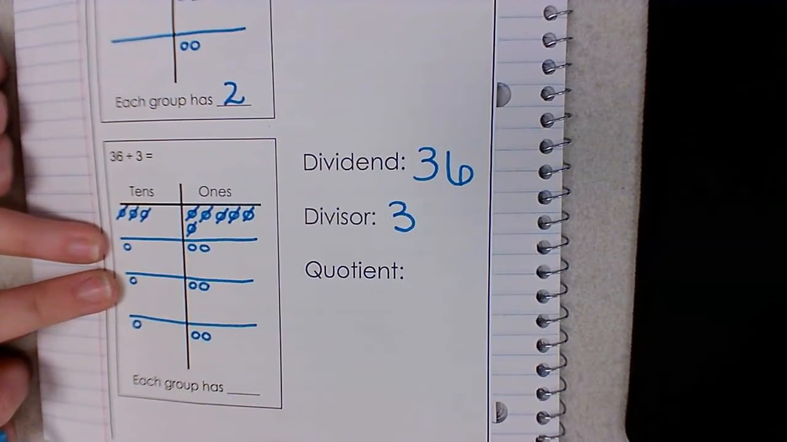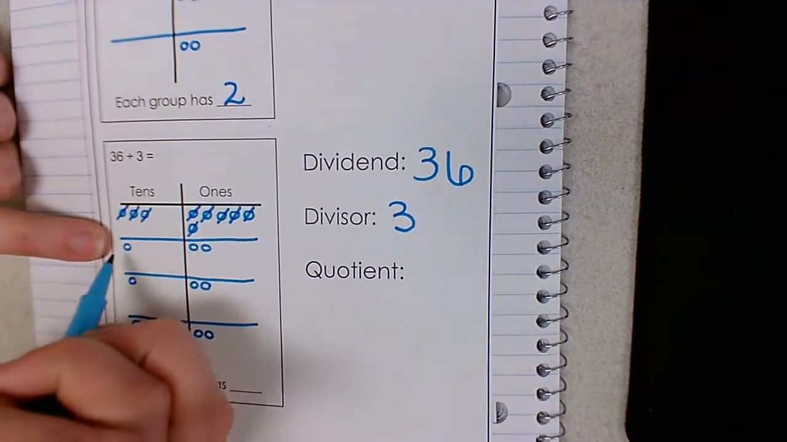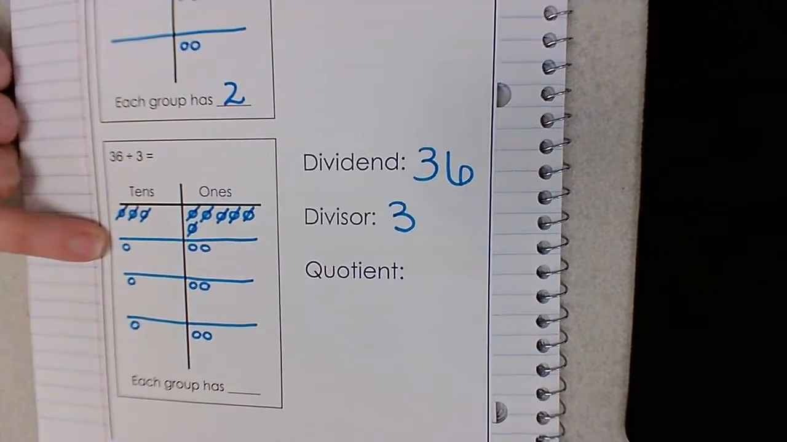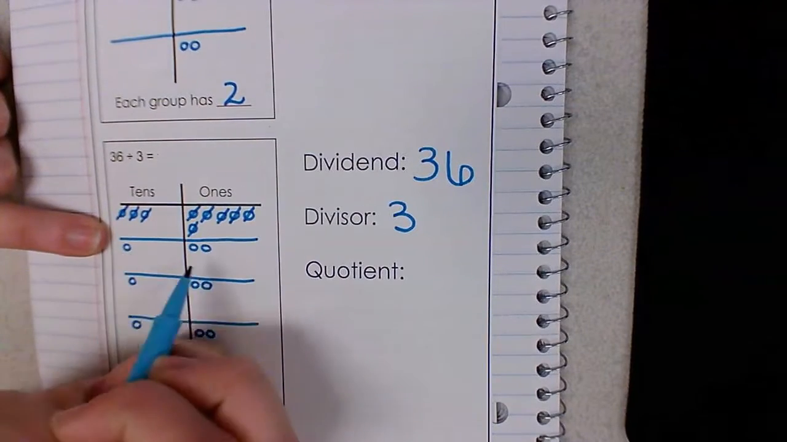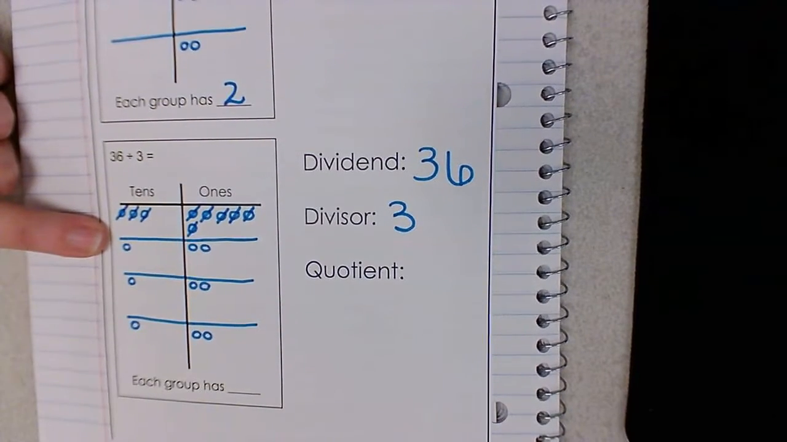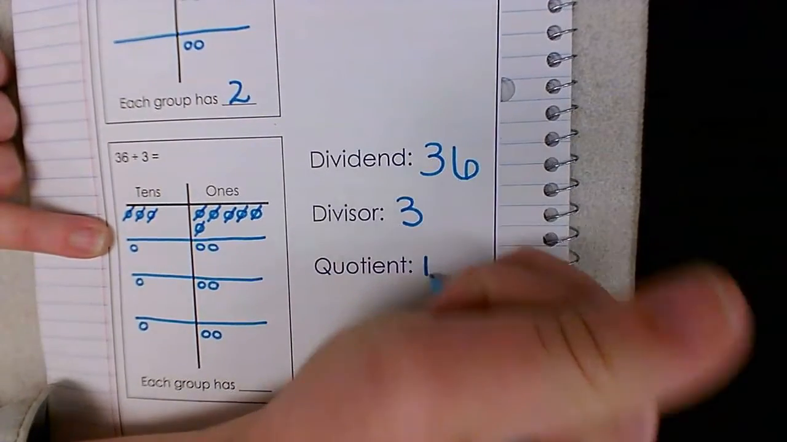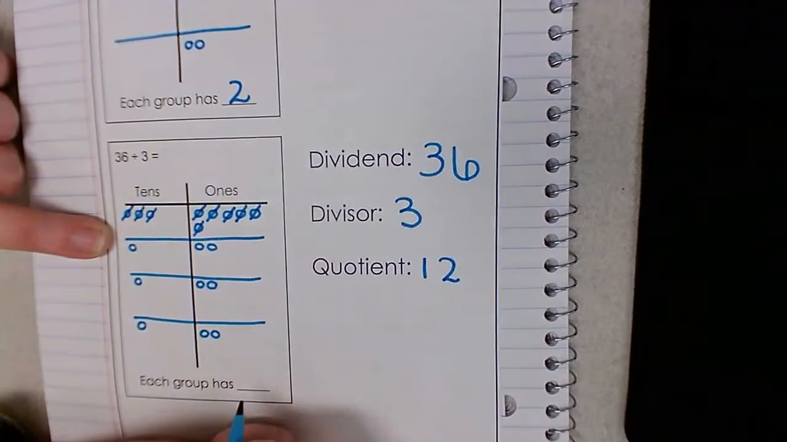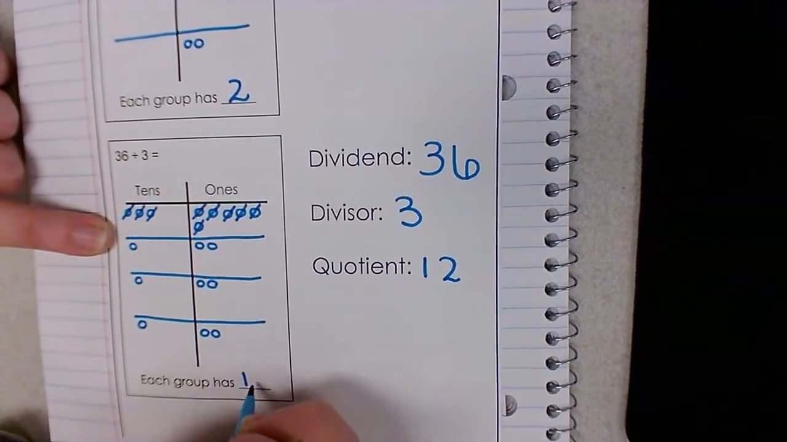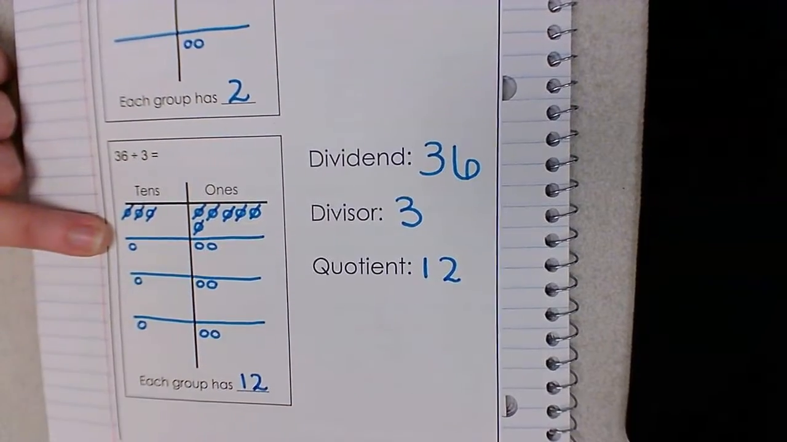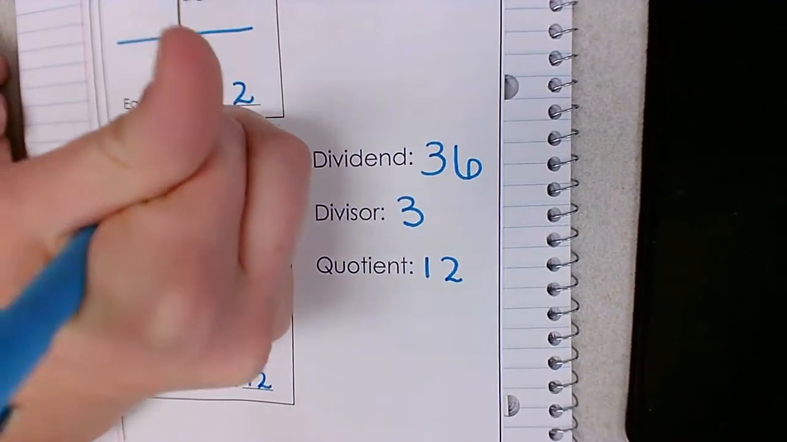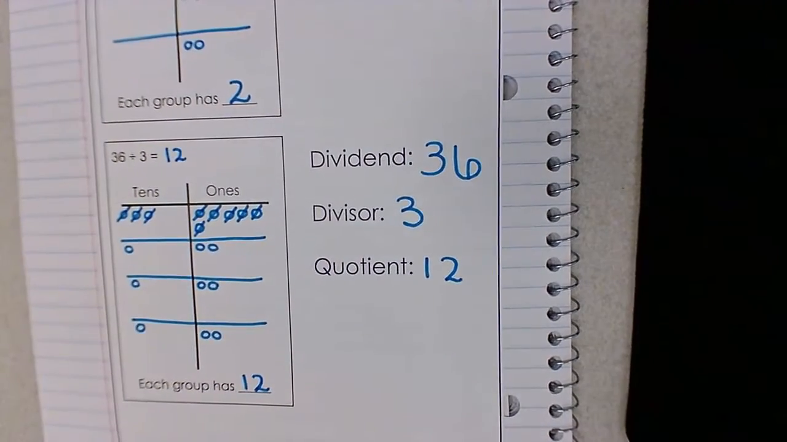Don't count up your discs as in each group has 1, 2, 3. Pay close attention to their place values. You have 1 ten and 2 ones in each of your groups. And 1 ten and 2 ones equals 12. Each group has 12. Your quotient is 12.